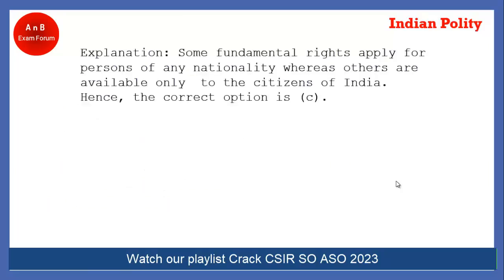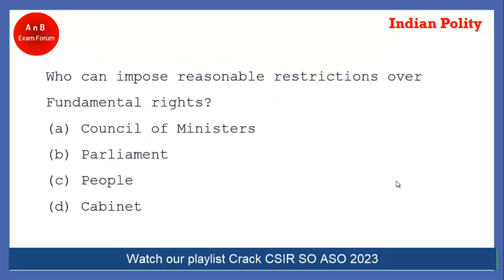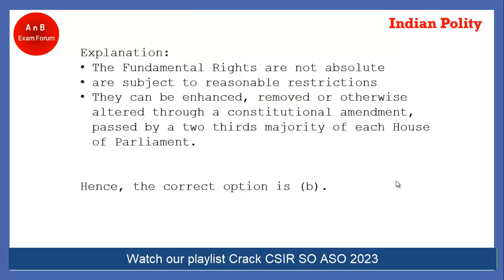So this we have already described. Who can impose reasonable restrictions on fundamental rights? These are the four options. You are right, only Parliament can impose restrictions on fundamental rights. These are not absolute, and they can be restricted when Parliament passes a resolution with a 2/3 majority of the House of Parliament, right?